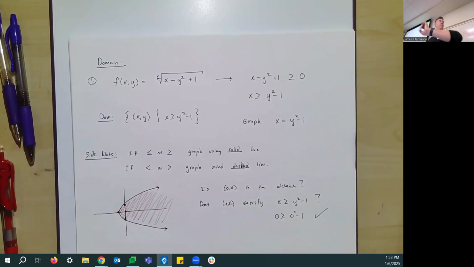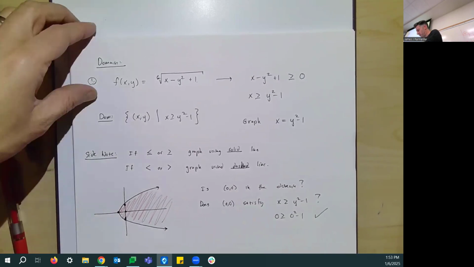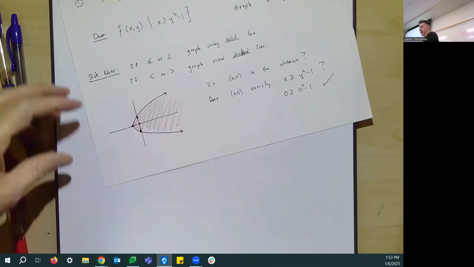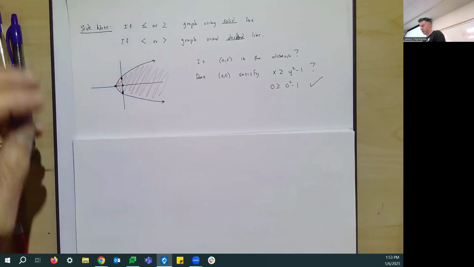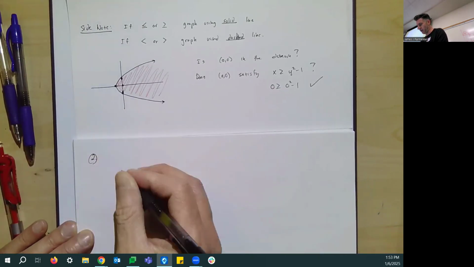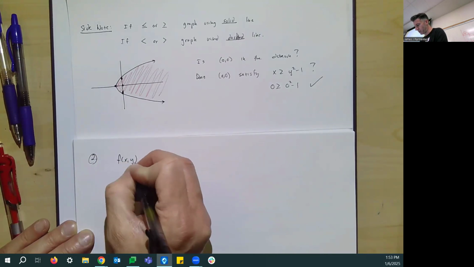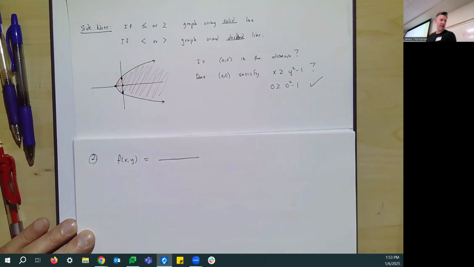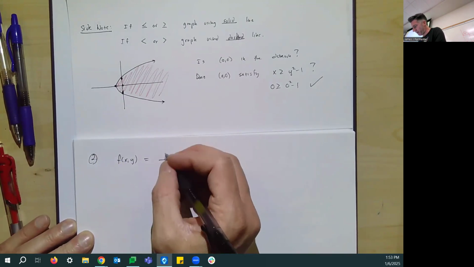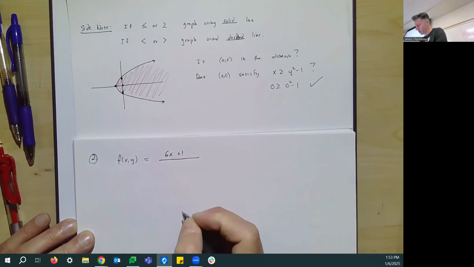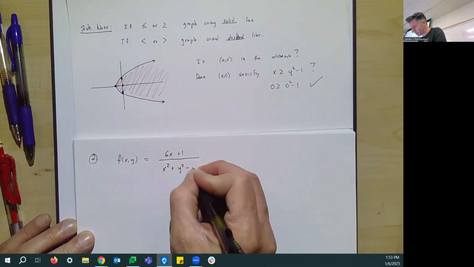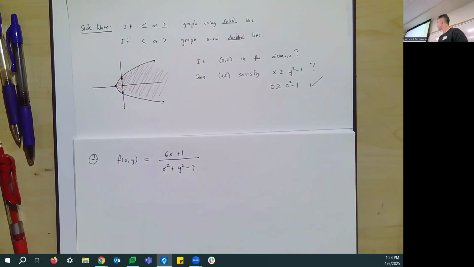Let's look at a couple more examples before we run out of time. So, in addition to having square roots or even roots, another thing we have to worry about is a function with a potential 0 in the denominator. Let's say we have 6x plus 1 over x squared plus y squared minus 9.